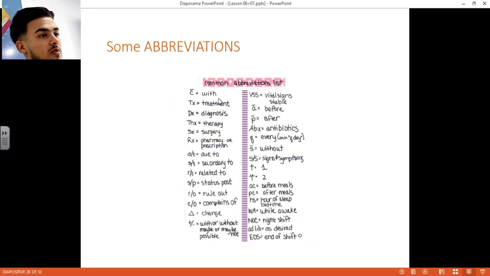Here are also some abbreviations that may help you to take notes. C with a dash up means with. TX, treatment. DX, diagnosis. THX, therapy. SX, surgery, and so on and so forth.